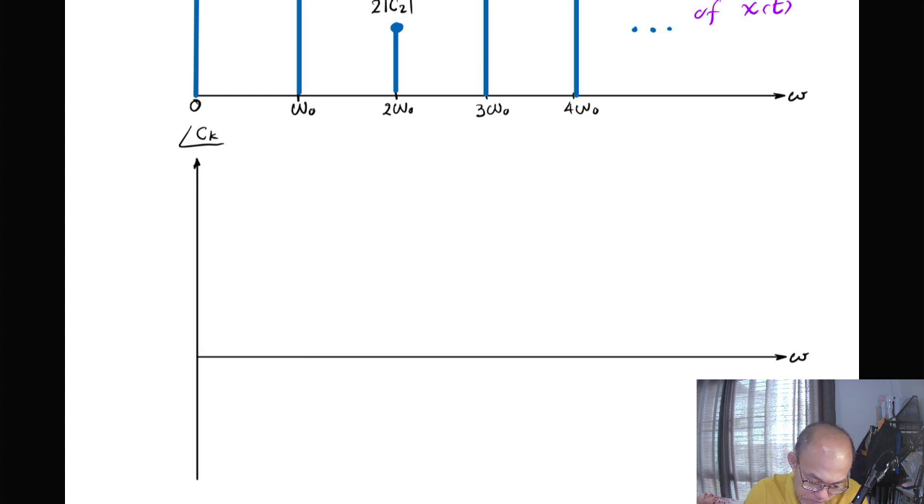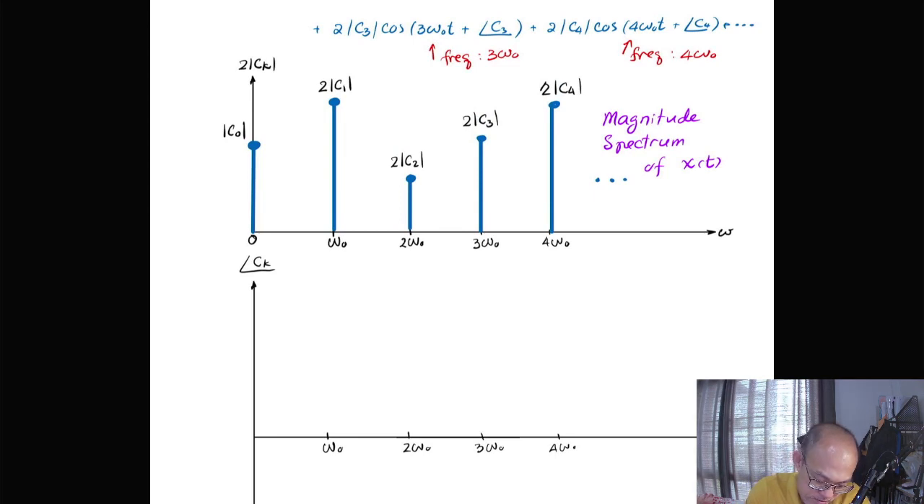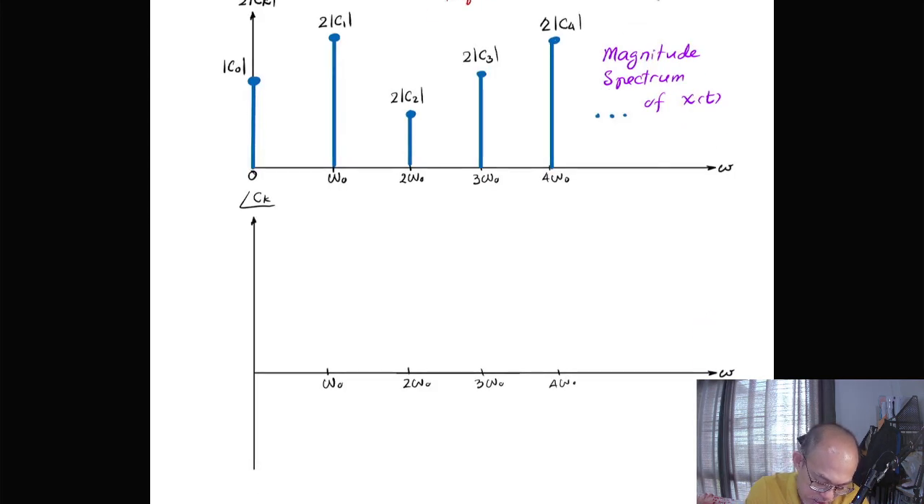So I'm gonna plot the phase. Now we have omega 0, 2 omega 0, 3 omega 0, 4 omega 0. Whatever the phase is, I'm gonna plot it. So for example, C0 is negative. That means that the phase is pi here. Just an example. This is the phase of C0.